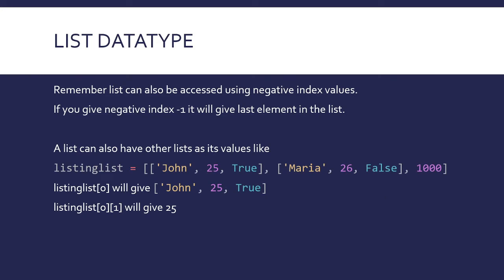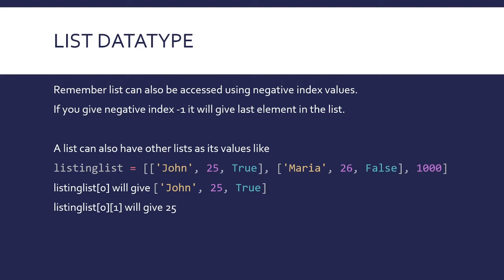Remember, a list can also be accessed using negative index values. You can access the list by index minus 1, which will give the last element. It will start the list in reverse order. If we give minus 2, then you will get the second last element.